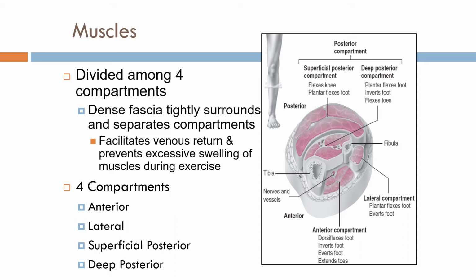So these muscles in these individual compartments are kind of bound within there, and there's also arteries and nerves that pass through there as well. And what this does, it helps to facilitate venous return while you're exercising. So hopefully what you end up with is no swelling in your lower leg.